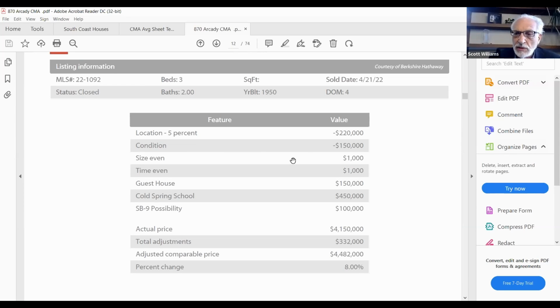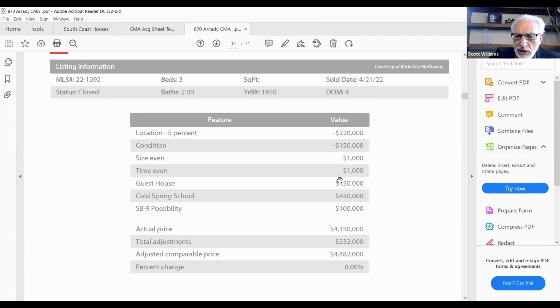Sometimes the square footages may not be revealed. You have to sometimes go dig. That's another seminar on how to dig up square footages. Time, in this case, is even because this is selling this week, like last week. And I would consider the marketplace is in a real possibility of beginning to turn right now. So I'm not going to pile on for a house that sold a week ago.